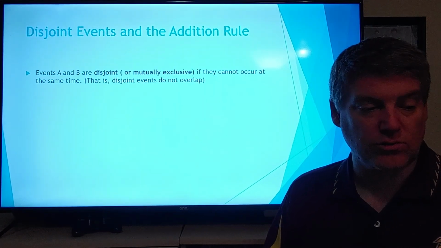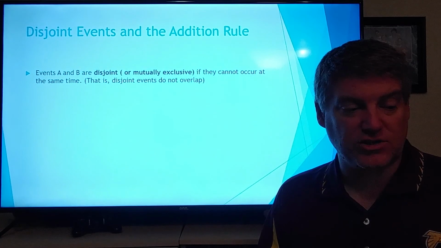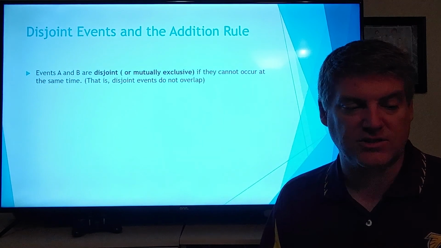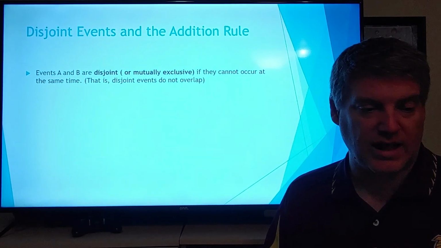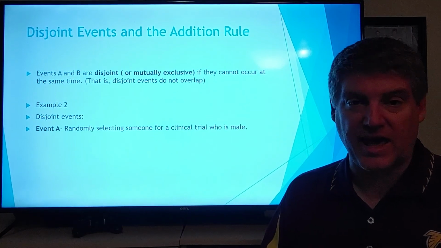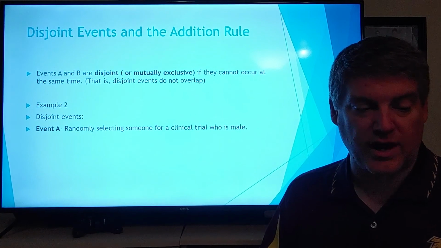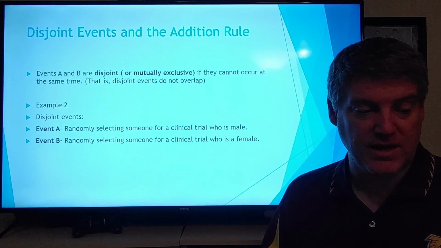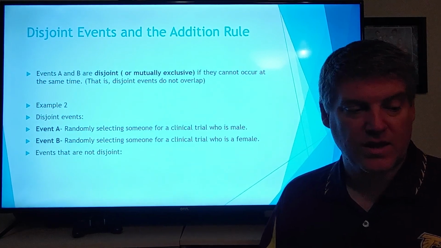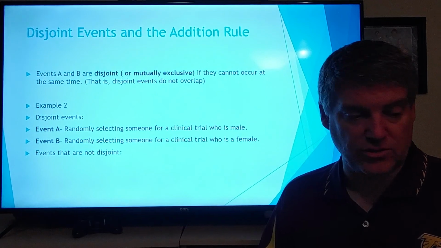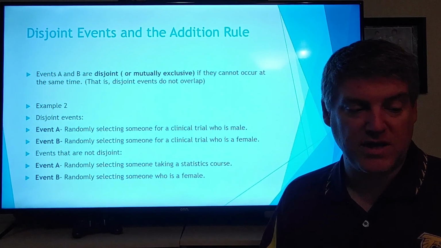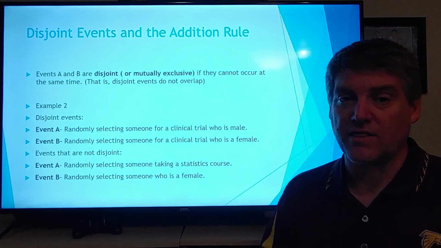Disjoint events in the addition rule. Events A and B are disjoint, or mutually exclusive, if they cannot occur at the same time. That is, disjoint events do not overlap. So these are disjoint events: event A, randomly selecting someone for a clinical trial who is male, and event B, randomly selecting someone for a clinical trial who is female. Events that are not disjoint: event A, randomly selecting someone taking a statistics course, and event B, randomly selecting someone who is female. They have overlap.